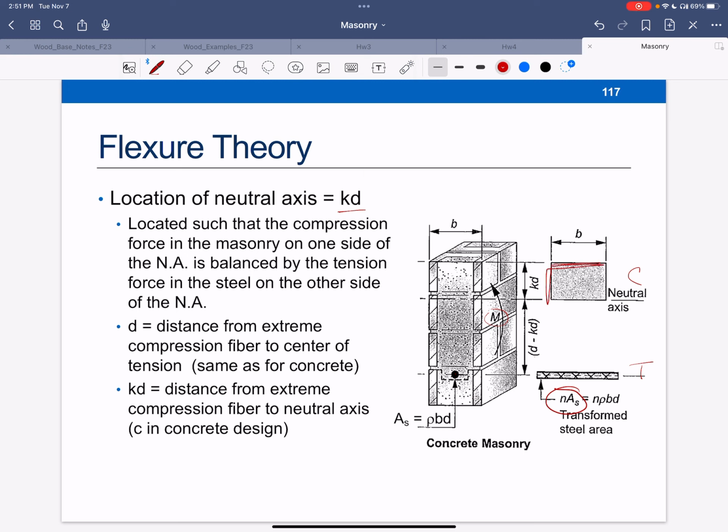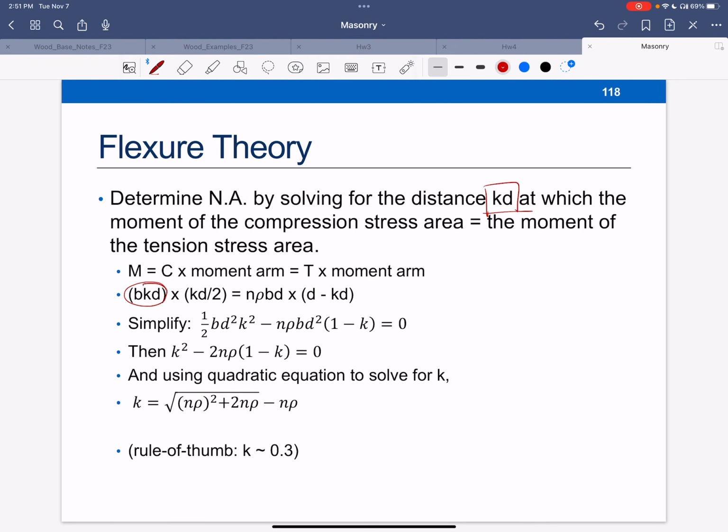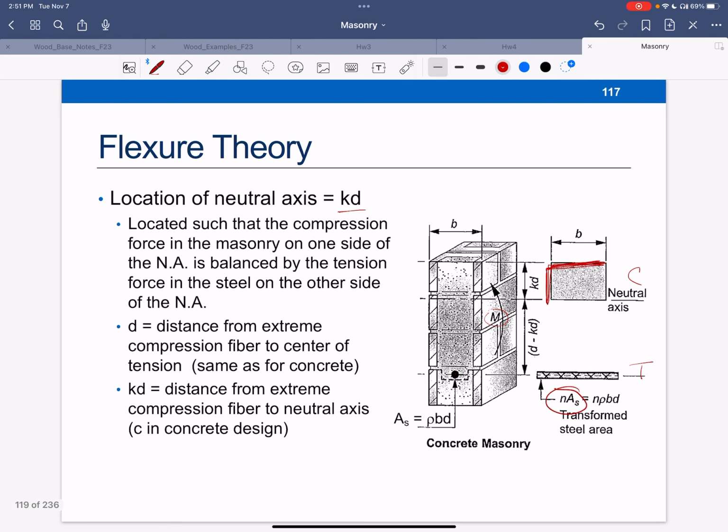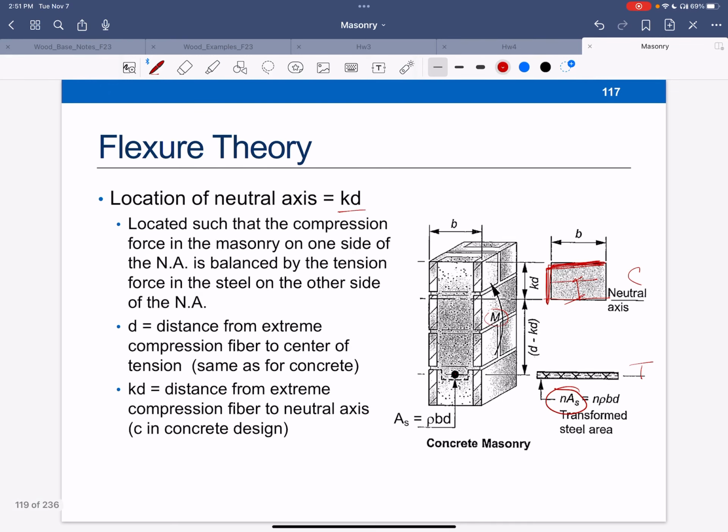If I go through this, I'm going to get C, which is kd times the width b, right? When we used A, it was the same thing, but now our block is kd by b, so that's my compression force. The moment arm is kd over 2. And over here, I've got the tensile piece times the moment arm. So As is b times d. We'll talk about these two terms, but that's my modular ratio piece. So I'm going to have that as my tensile force.